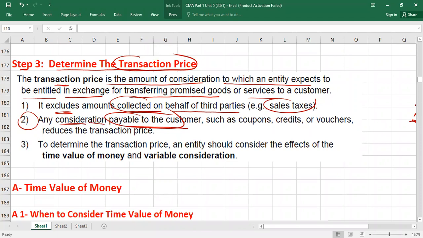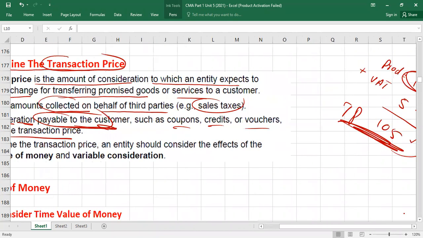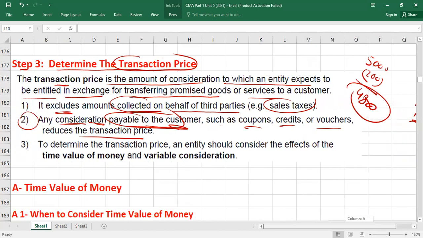Again, I'm reading, any consideration payable to the customer. It could be like coupons, credits, or vouchers. Reduce the transaction price. It means if you sold a mobile for 5,000 and you gave a voucher for how much? 200. So the transaction price should be how much? 4,800. Understood? Clear?